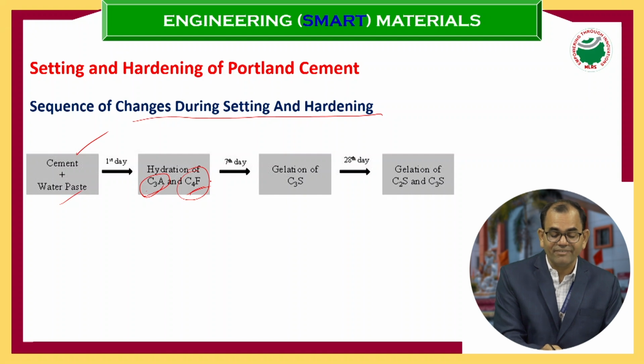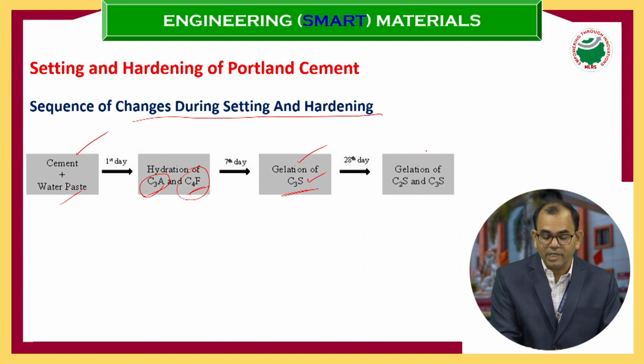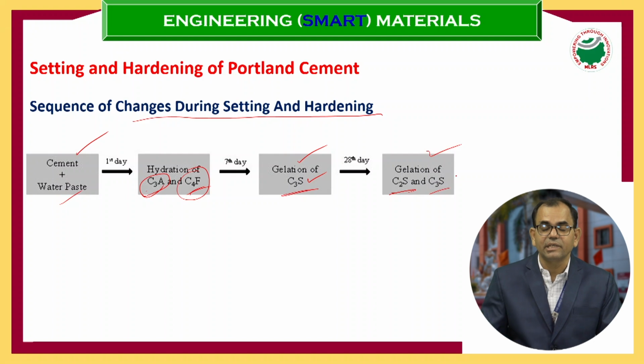And on the 7th day, where is it leading? It is leading to gelation, that is nothing but C3. Yes, C3 is nothing but tricalcium silicate. And on the 28th day, gelation of dicalcium silicate and tricalcium silicate takes place. That means finally the wall or bridge or any concrete has become hard.